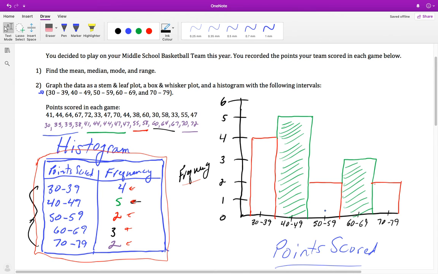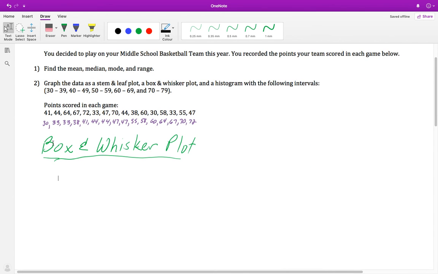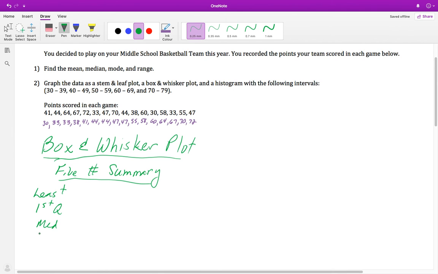And then the last one is our box and whisker plot, and then we'll be done with this video. All right, now the last one is our box and whisker plot. For this, we need to find our 5-number summary. And you will need to show me this on your assessment. So our 5-number summary, we have our least value, we have our first quartile, we have our median, we have our third quartile, and we have our greatest value. All right, and all we're going to do now is fill in these numbers.